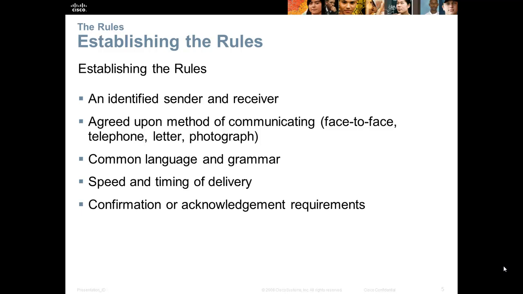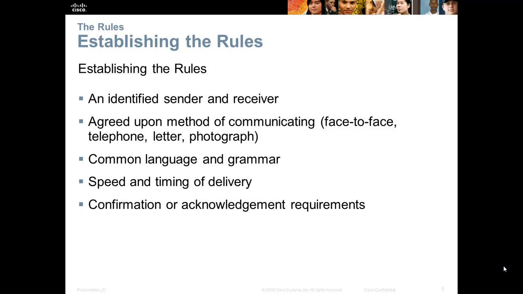We have an agreed method upon communicating. Is it going to be face-to-face? Are we going to talk on the telephone? Are we going to text? Are we going to send a letter? Are we going to do it through photographs? We definitely must do this as well when two computers or devices are communicating.